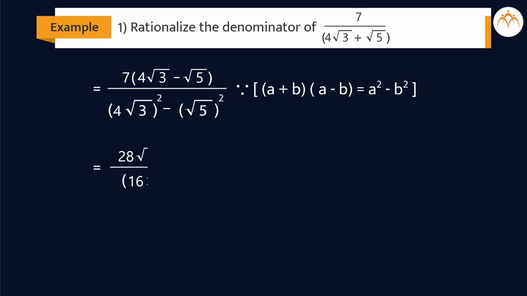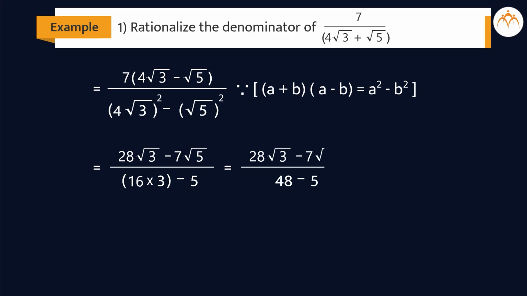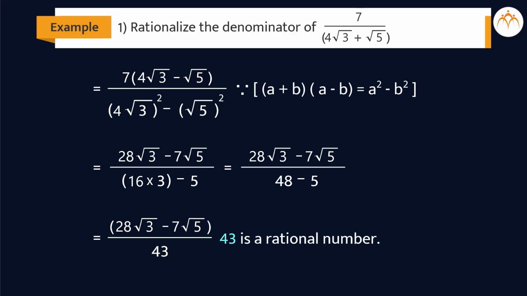= (28√3 − 7√5) / (16 × 3 − 5) = (28√3 − 7√5) / (48 − 5) = (28√3 − 7√5) / 43. Now 43 is a rational number.